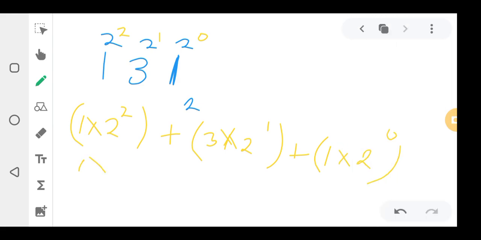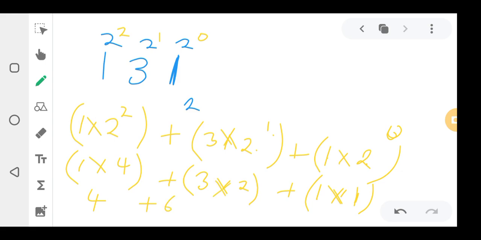Okay, 1 times 2 to the power 2 is 4. Plus, you drop your 3 here, times 2 to the power 1, which is 2. Plus, you drop 1 here, times 2 to the power 0. Any number to the power 0 is 1. So here I've got 4, plus 3 times 2, which is 6, plus 1 times 1, which is 1. 4 plus 6 is 10, plus 1 is 11. So the answer there is 11.